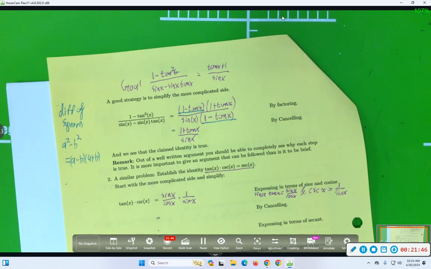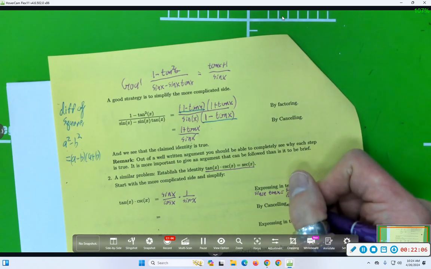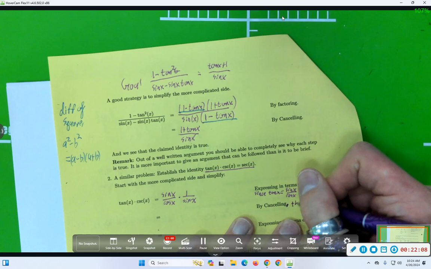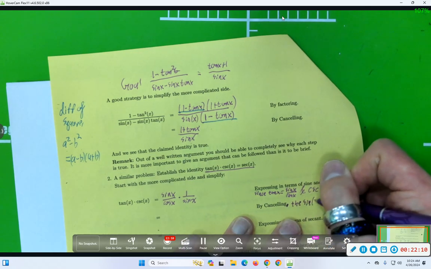Because you probably have the right. What would you want to write as the next line? 1 over cosine. Just 1 over cosine. So really, you're canceling some things. I see a thing in the numerator and that same thing in the denominator, and it's all multiplied together. So we can cancel. In fact, we can be more explicit than just canceling by canceling the sine of x's.